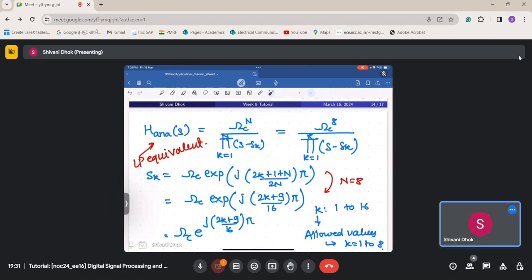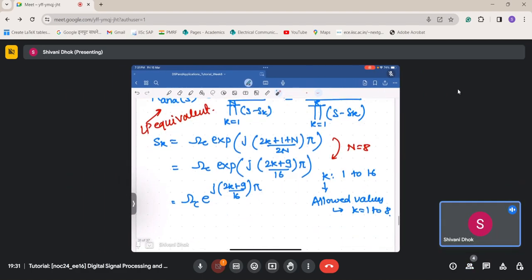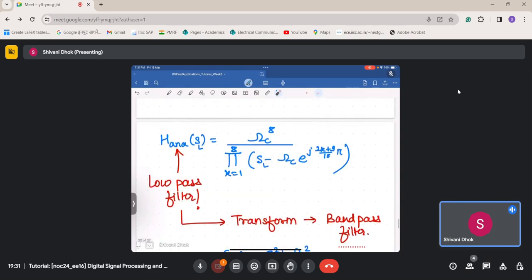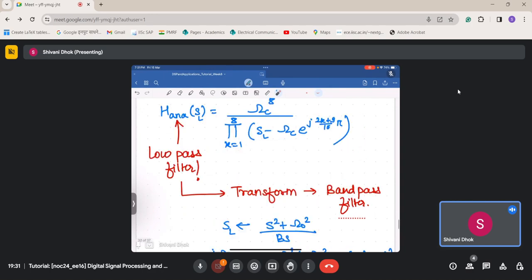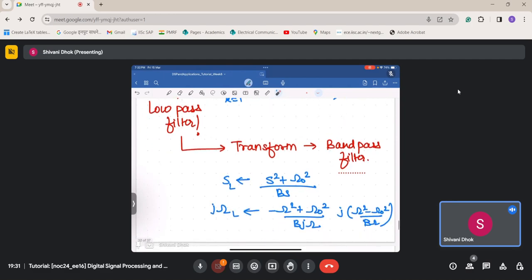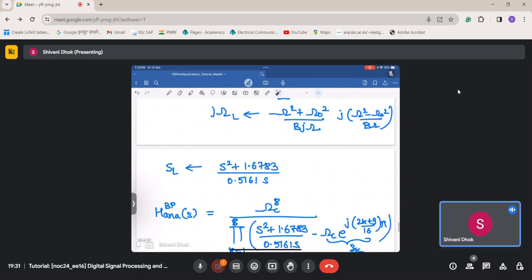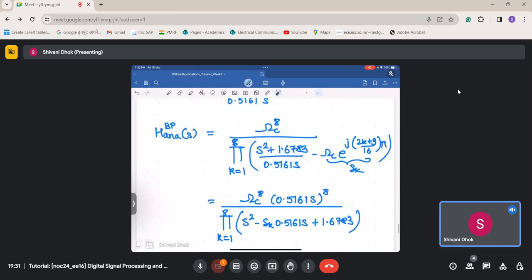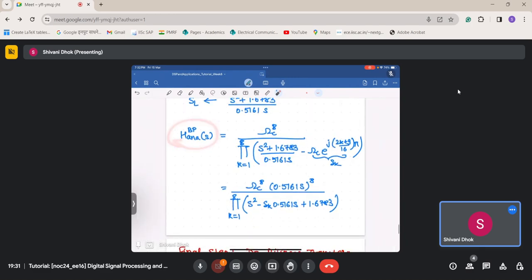Okay, so this sk is omega c into e to the power of this particular formula. After substituting, we get something like this. So this H analog of S is given by this particular formula. As I mentioned, this was a low pass filter. We intended to design a band pass filter. In order to get this band pass filter, we need to do this analog domain transform, which is given by this formula here. So once we do that, we'll get the analog transfer function for our band pass filter.